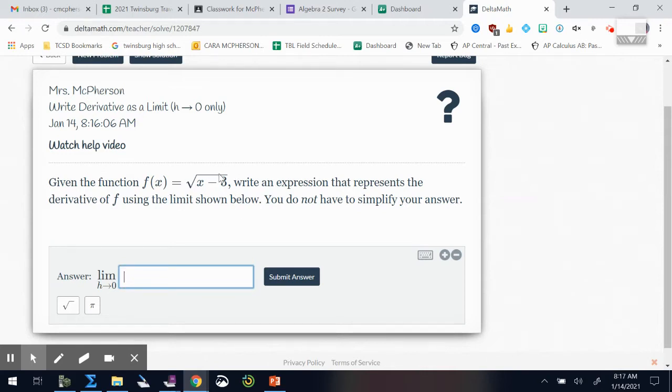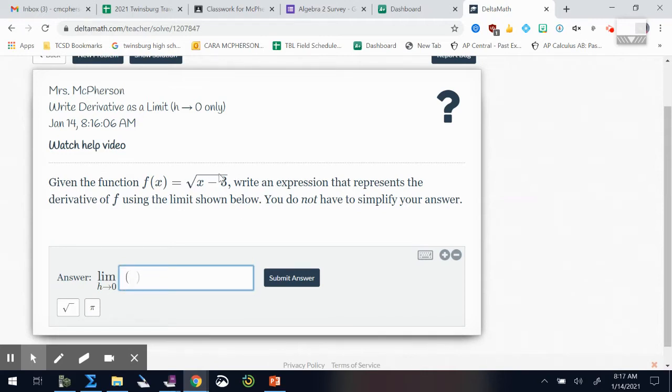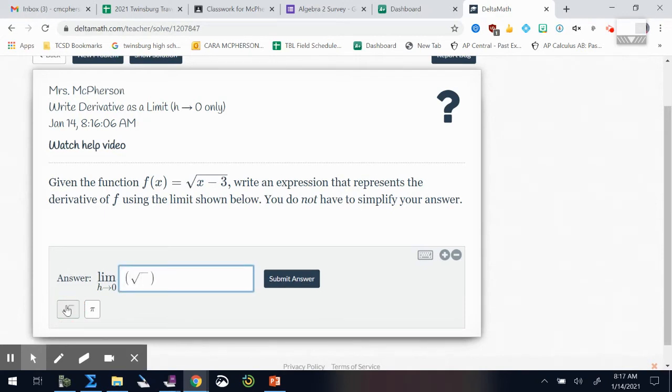is together. So you want to start with parentheses, and then it gives you a square root button, any uncommon button or tough to find button they'll put for you. So x plus h, and then there's still a minus 3. So that's f of x plus h. And then minus, I need to leave the square root and do minus. Then the square root of the original function, so that's f of x.